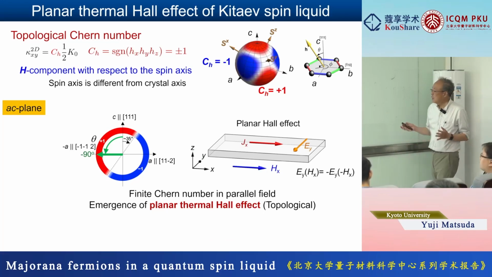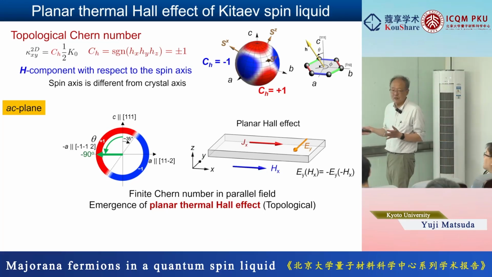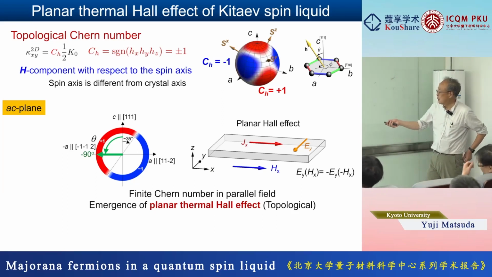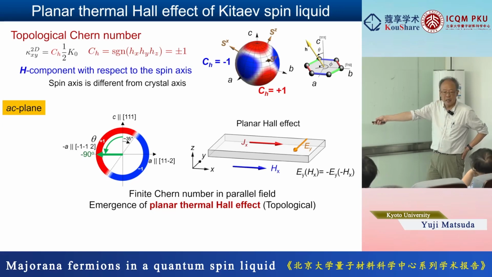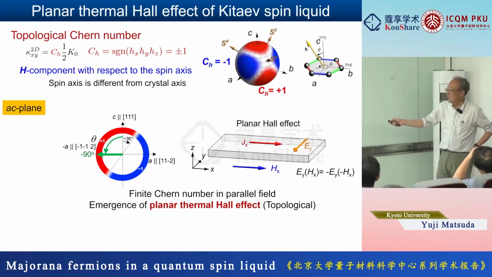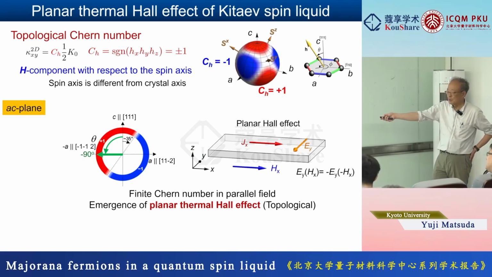Okay, actually, the definition of planar Hall effect is really confusing. But in our definition, the planar thermal Hall effect is when the transverse electric field appears even when the electric current and magnetic field are applied in the plane, and this electric field is an odd function of H. This is our definition of planar Hall effect. Maybe the spintronics people are using a different definition, but we use this definition of planar thermal Hall effect.